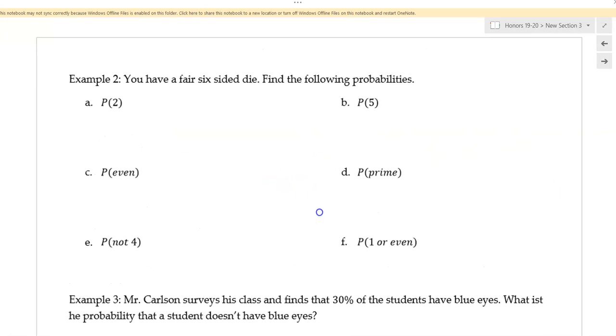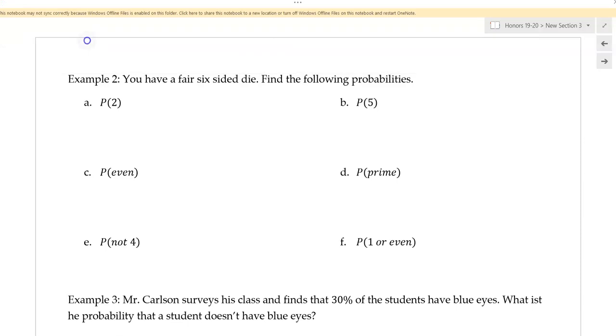You have a fair 6-sided die. So if I have a 6-sided die, my options are a 1, a 2, 3, 4, 5, or 6. So I have 1, 2, 3, 4, 5, 6 options. So the probability of a 2. There is 1 two out of 6 total options.